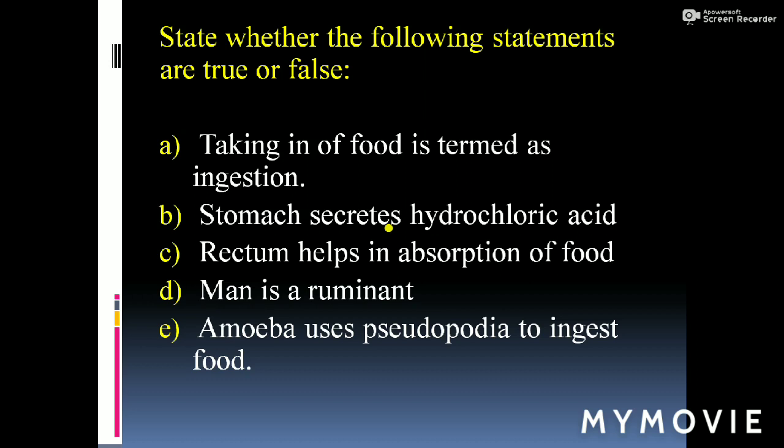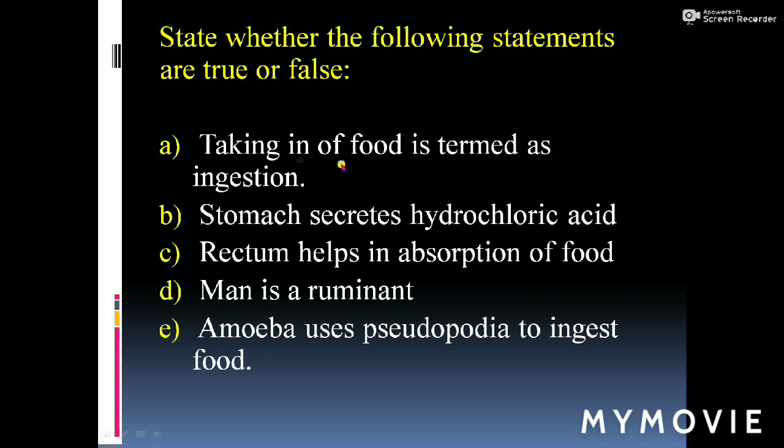After the end of the video, I always give a worksheet as homework. These are from your textbook. Several types of questions will be asked in your examination. Before this, I discussed fill in the blanks. Now today you see true or false. These are statements 1 to 5. Which one is true and which one is false? You have to write here.